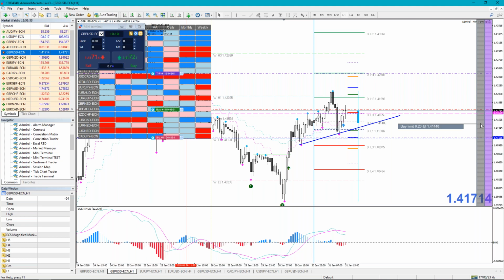So I will make a pending order, guys. 41.50. You can do it easily with mini terminal. Admiral Markets, great tool, guys.